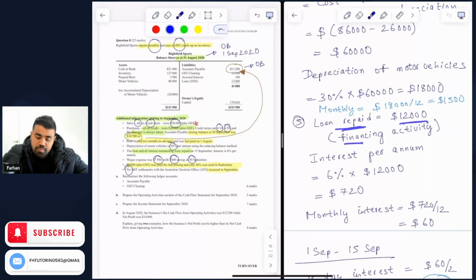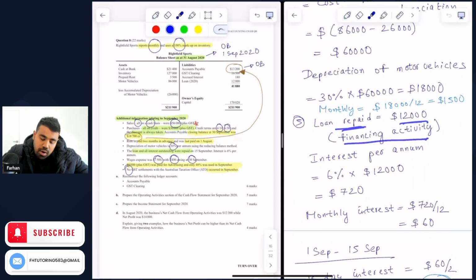And this impact is going to be felt in the balance sheet and also within the financing activities section of the cash flow statement, which is obviously not what we're doing in this question, but just for your understanding, if you were preparing the financing activities section of the cash flow statement, you would be showing the loan repaid of $12,000 as a cash outflow, which is a negative number within brackets. And in the balance sheet, at 30 September 2020, you wouldn't be having any loan of $12,000. It would be zero because you have repaid it off entirely.